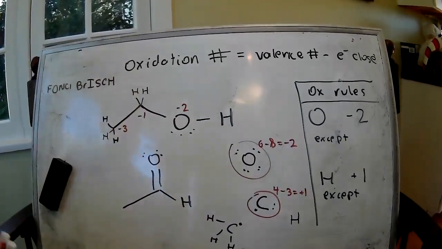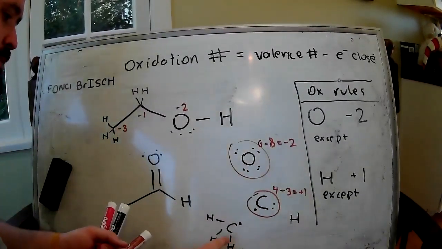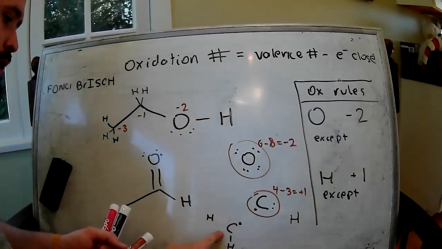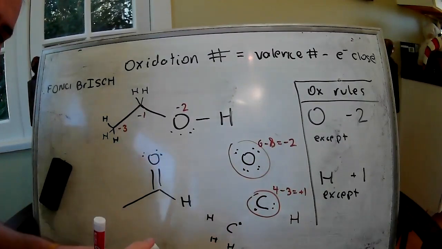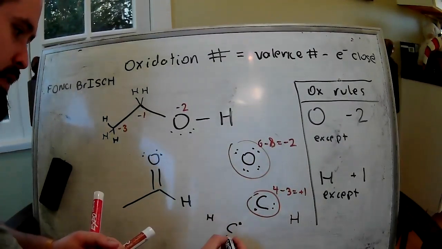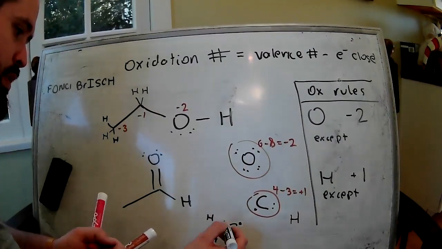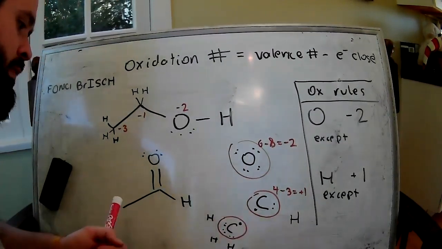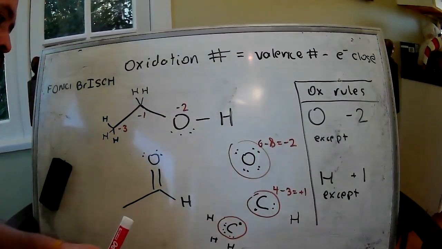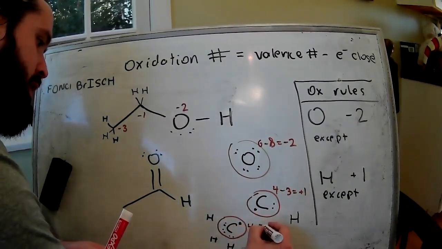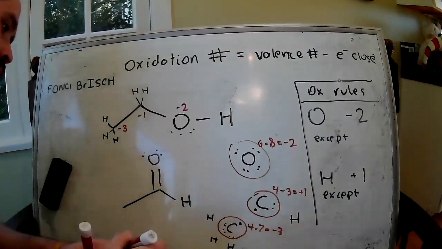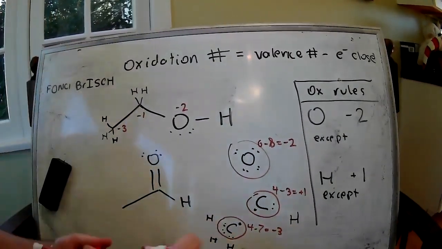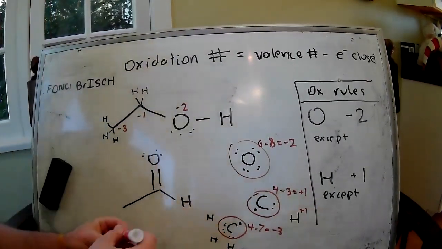And then our carbon on the bottom left, our methyl carbon, just like before, it's going to steal all those electrons from the hydrogens, boom, boom, boom, boom, boom, boom. And it's going to stay the same, right? This is the same configuration that we were looking at before. So 4 minus 7 minus 3. And then our hydrogen, of course, +1.